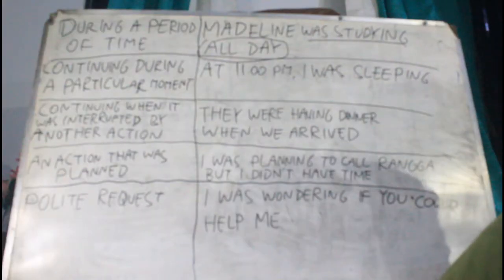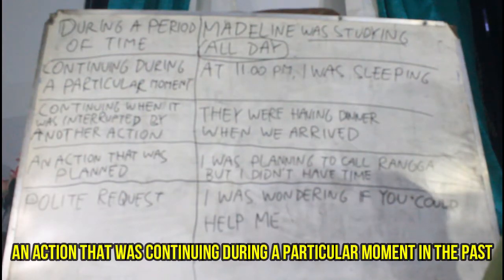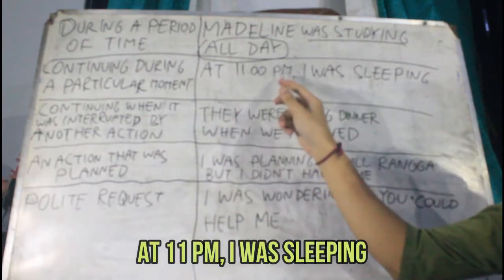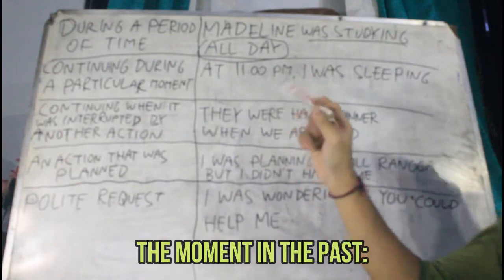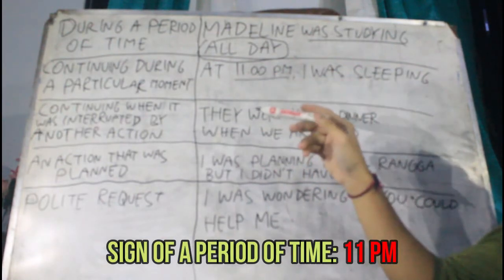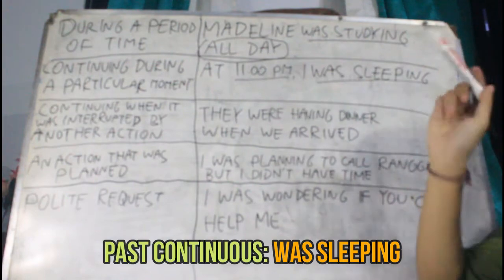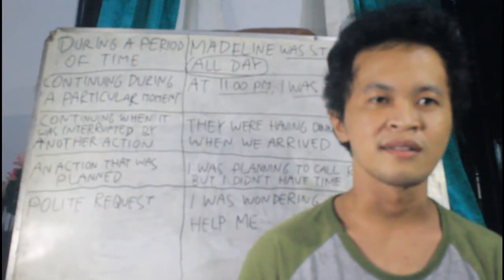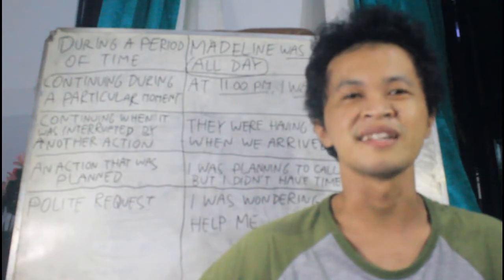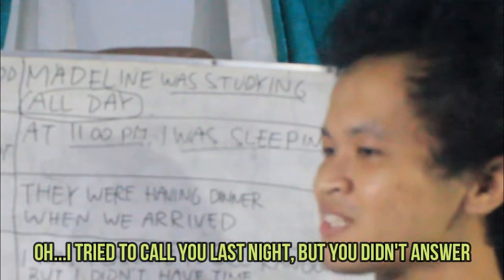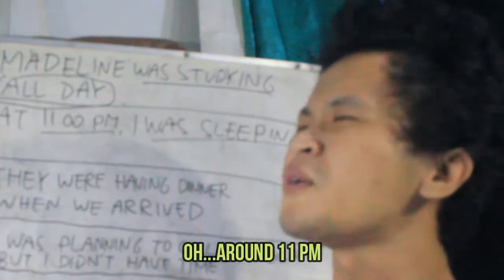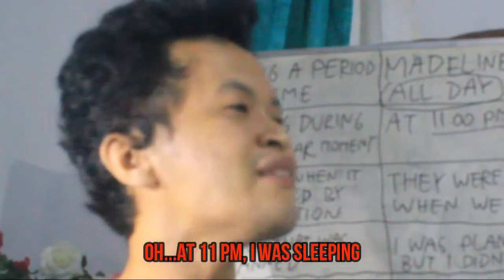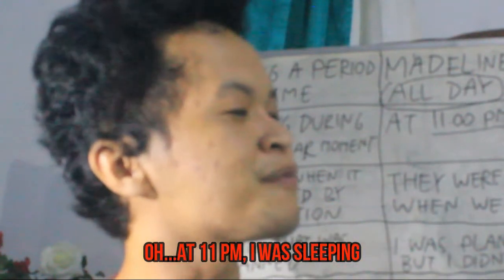Next, we can also use this tense to talk about an action that was continuing during a particular moment in the past. For example, at 11 PM, I was sleeping. What is the moment in the past? 11 PM. How about past continuous? Here, was sleeping. So when would you say something like that? Let's take a look at an example. "Hey, I tried to call you last night, but you didn't answer." "Eh? What time?" "Oh, around 11 PM." "Oh, at 11 PM, I was sleeping."